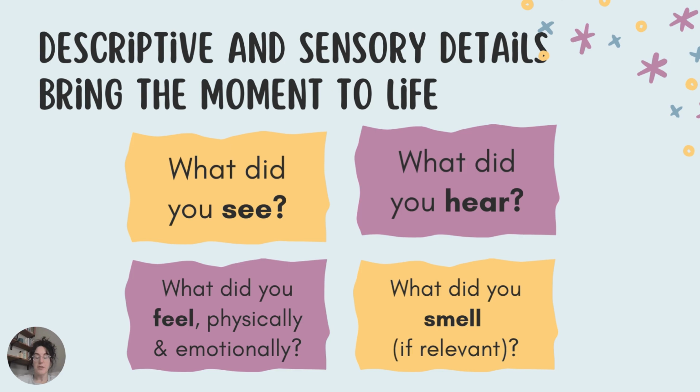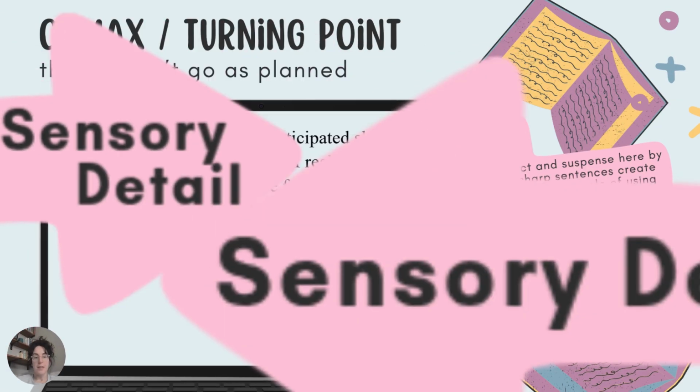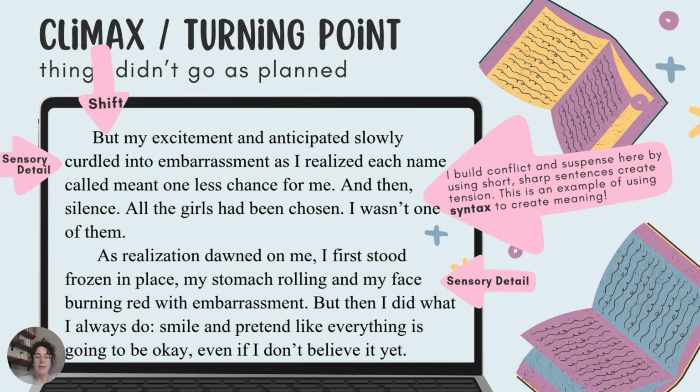What did you hear? What did you see? What did you feel physically and emotionally? Again, I have my example here. And as I talk about this afterwards, after I read my paragraph, I can bring in the shift. I'll show them the sensory details, show them how I'm using syntax to build the tension. And then, of course, I'm having sensory details.